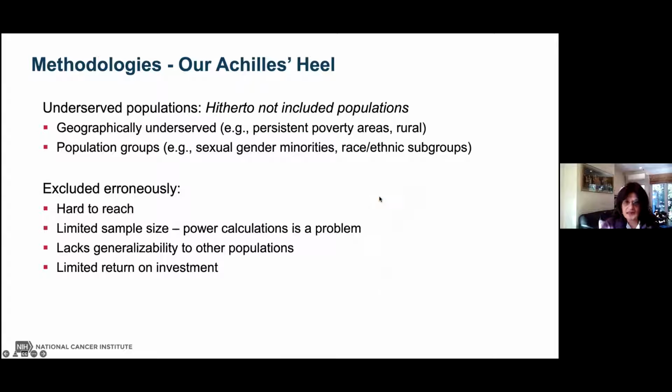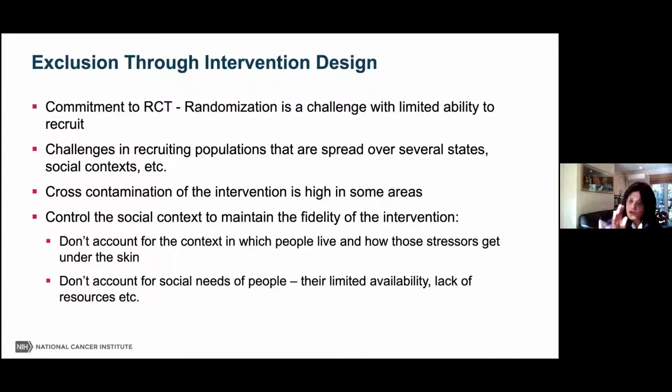So let's think about our biases. So we say, also, we exclude people through the interventions that we design. We say we're committed to RCT, and randomization is a challenge with limited ability to recruit. You can do quasi, which is really fantastic in these areas. We say it's a problem to recruit populations that are spread over several states, and the social contexts are different. In all this, my question is, is the fidelity to the intervention important or to change the lives of people? So as long as we're going to hide behind our science, we're not going to move the needle any further. And we say cross-contamination of the intervention is high in some areas, which is true.